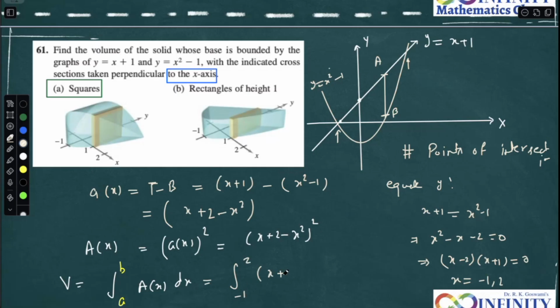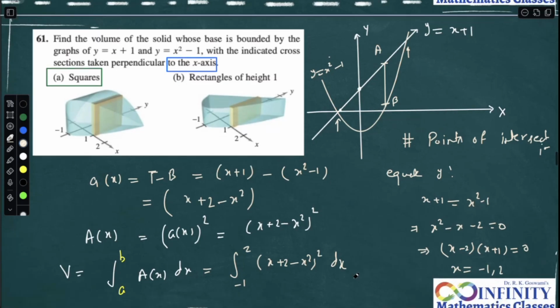It is the integral of (x plus 2 minus x squared) whole squared dx, and that is all. Now it is a simple task for you to integrate them, and I hope when you do the integration at home, with lots of time in hand, you will be able to get the right answer. Any doubt? So we completed the first task, that is a square, right?